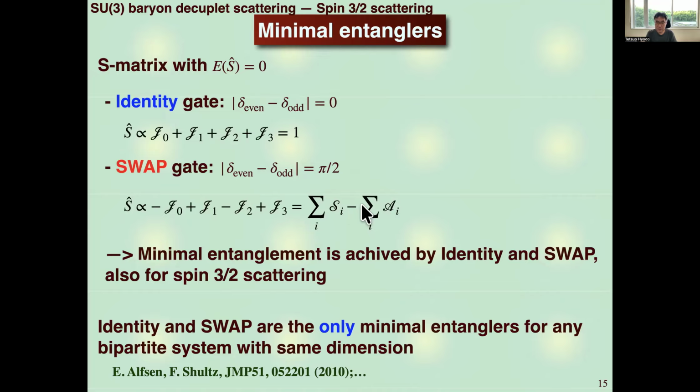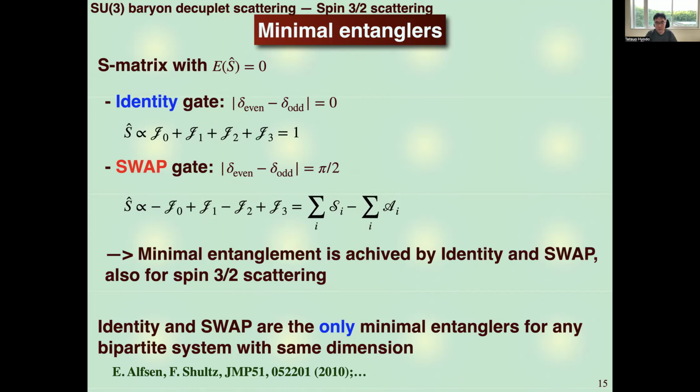And with this, you can generally show that even though you have many components, this combination always gives you the swap together. This has been explained in our paper. And therefore, we see that in the spin 3-half case, as in the case of the nuclear force, we have two solutions, identity gate and swap gate.